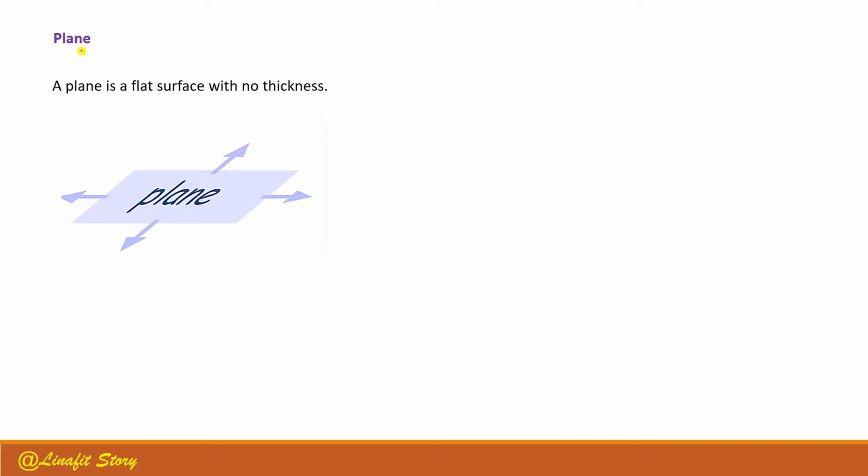A plane is a flat surface with no thickness. For example, when we draw something on a flat piece of paper, we are drawing on a plane. A plane is a two-dimensional shape. For example, triangle, square, rectangle, and many more.